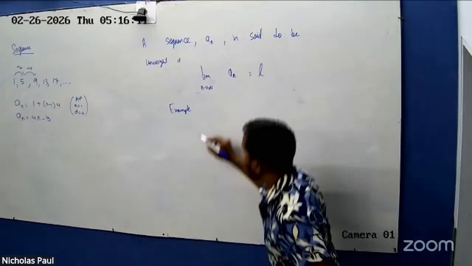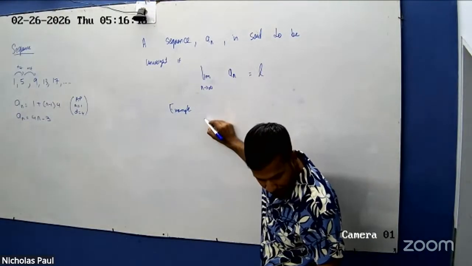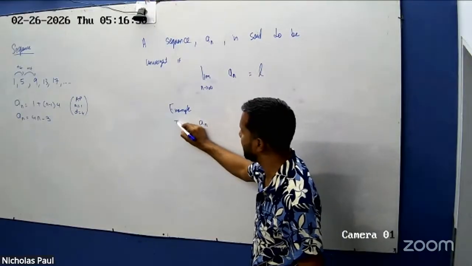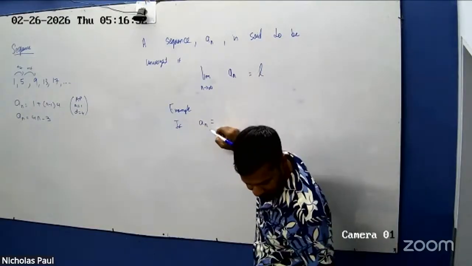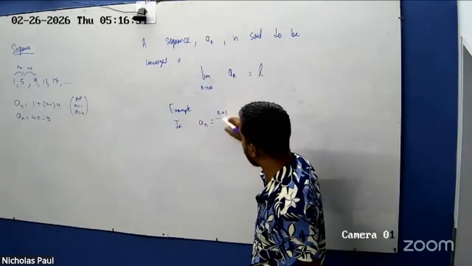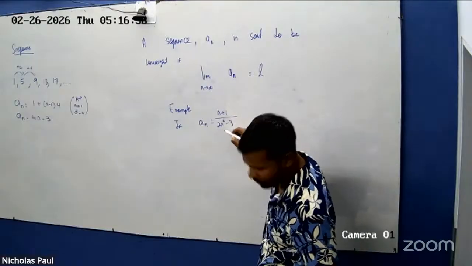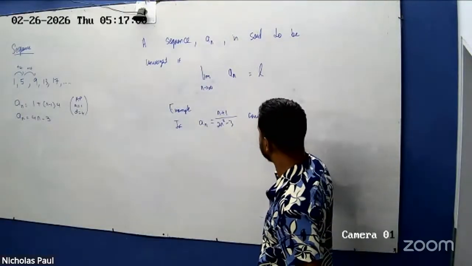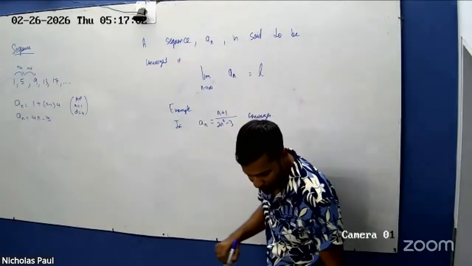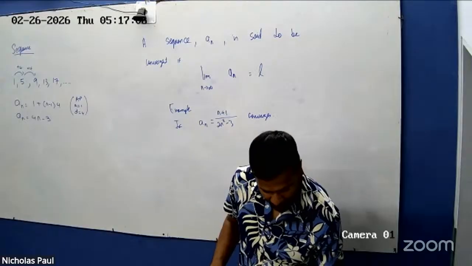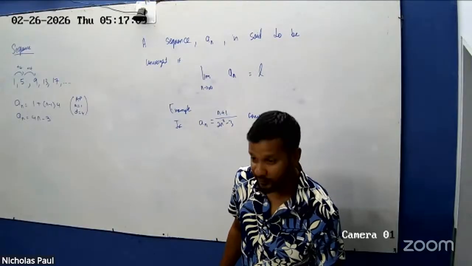All right, so I want to try one here. Let's see if a to the n, n plus 1 all over 2n squared minus 3, converges. Let's see if it converges or not. Once it goes to a value, it converges, right? If not, it doesn't.